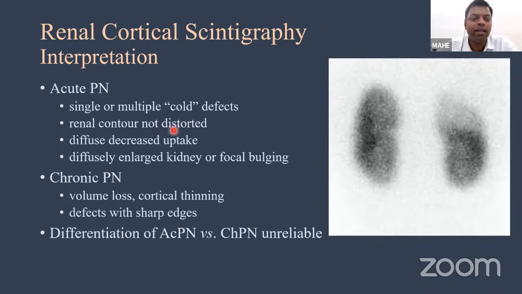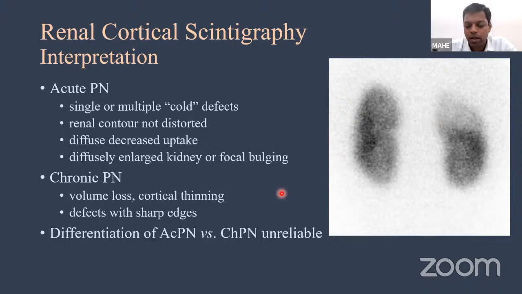Okay, no problem. So, in acute pyelonephritis, what happens? So, a cold defect is seen. If you see, this is the left kidney and this is the right kidney. Usually, in acute pyelonephritis, you can actually see the cortical outline. However, the radiotracer uptake is less than the normal cortex. This is usually seen in acute pyelonephritis.